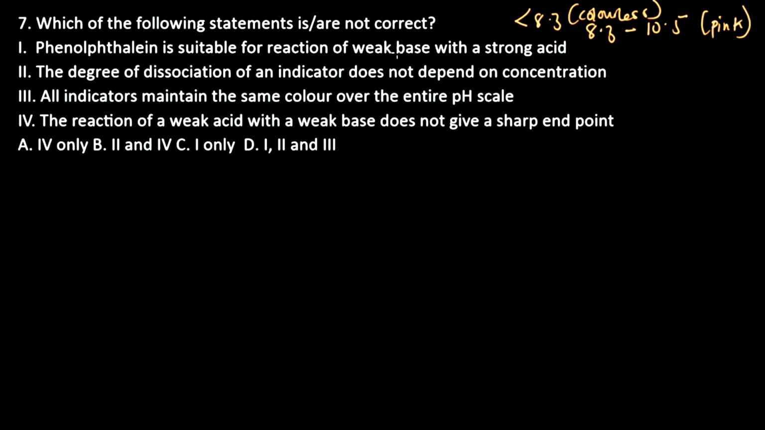The reaction of weak base and a strong acid would most likely give an acidic solution. So phenolphthalein is not suitable for determining the endpoints of an acidic solution. So this is wrong. The degree of dissociation of an indicator does not depend on concentration. So this is also wrong. Degree of dissociation of an indicator actually depends on the concentration. All indicators maintain the same color change over the entire pH scale.